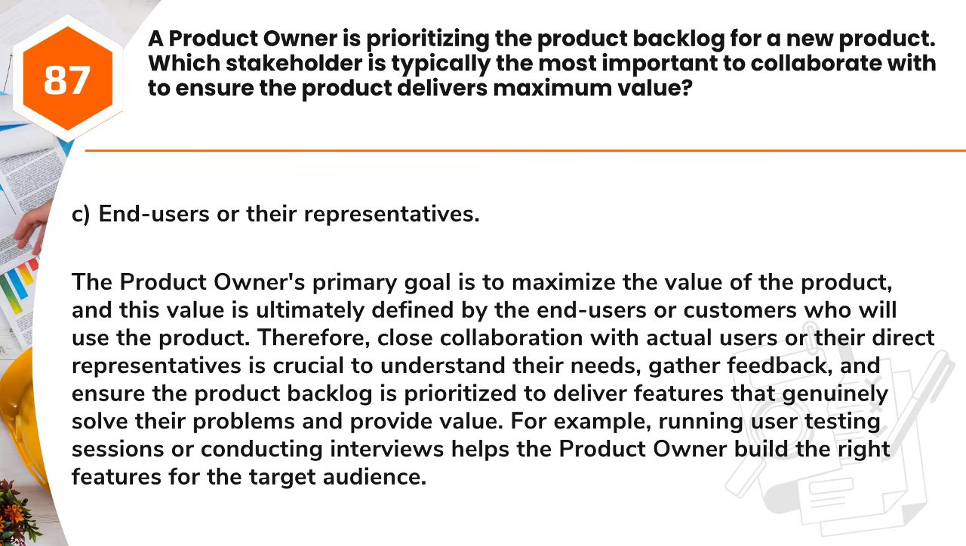Answer: C. End users or their representatives. The product owner's primary goal is to maximize the value of the product, and this value is ultimately defined by the end users or customers who will use the product. Therefore, close collaboration with actual users or their direct representatives is crucial to understand their needs, gather feedback, and ensure the product backlog is prioritized to deliver features that genuinely solve their problems and provide value. For example, running user testing sessions or conducting interviews helps the product owner build the right features for the target audience.